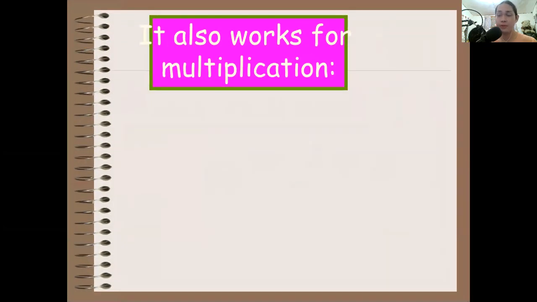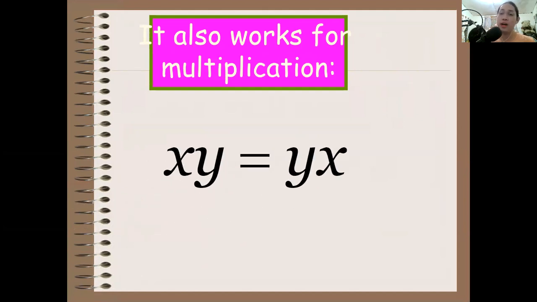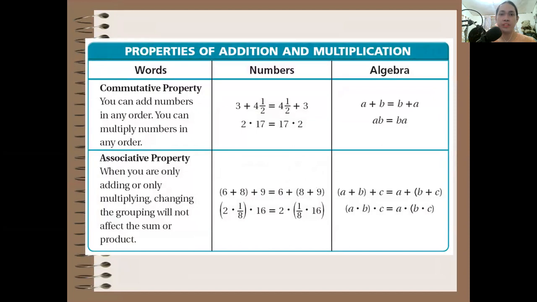Another thing, the commutative property does not only work in addition, but also for multiplication. So we can also represent the commutative property under multiplication as this: xy is equal to yx. Even if you interchange them, they are just the same or equal. So for the commutative property of addition and multiplication, you can add numbers in any order. That is the concept of the commutative property of multiplication and addition.